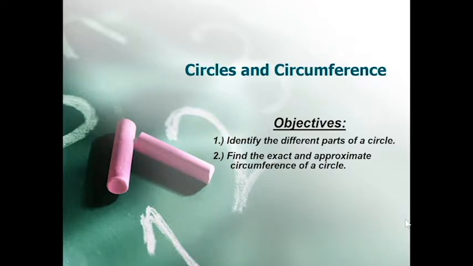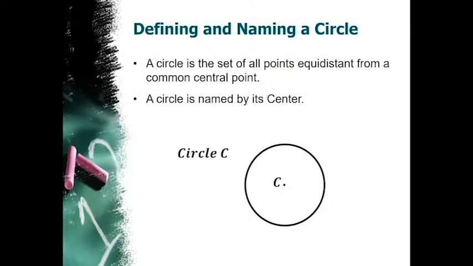In this lesson, we're just looking at basic definitions and ideas around circles and their circumference. Defining and naming a circle. A circle is just a set of all the points that are equidistant from a common central point. You think of a sprinkler system, where a sprinkler head is shooting the water out, and just looking at the perimeter or the outside range of that water being shot out.